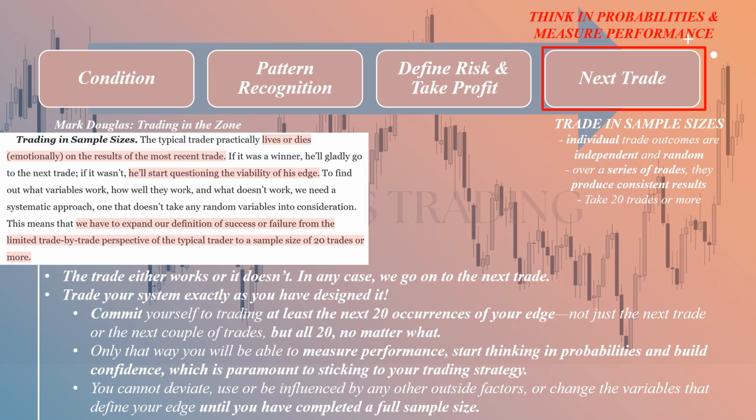It is important that you trade your system exactly as you have designed it. Commit yourself to trading at least the next 20 occurrences of your edge. Not just the next trade or the next couple of trades, but all 20, no matter what. Only that way, you'll be able to measure performance, start thinking in probabilities, and build confidence, which is paramount to sticking to your trading strategy. You cannot deviate, use, or be influenced by any other outside factors, or change the variables that define your edge, until you have completed a full sample size.